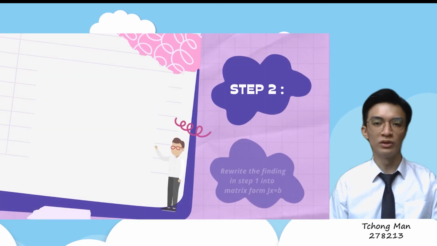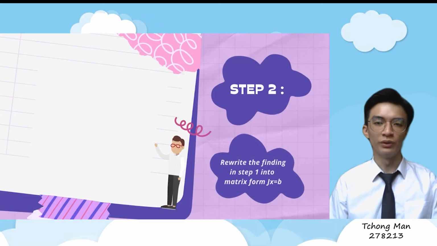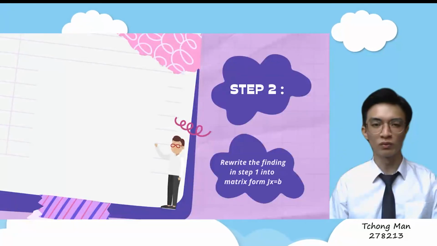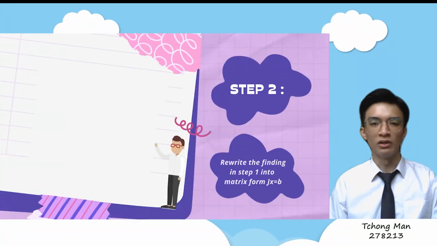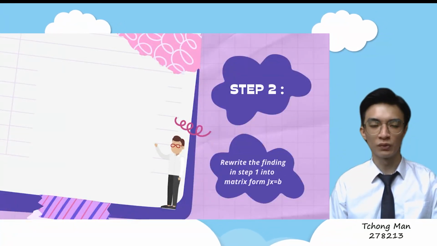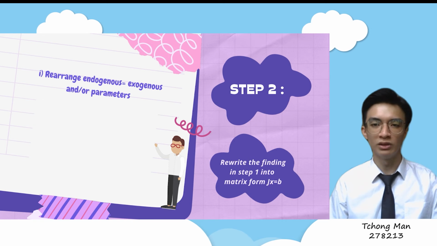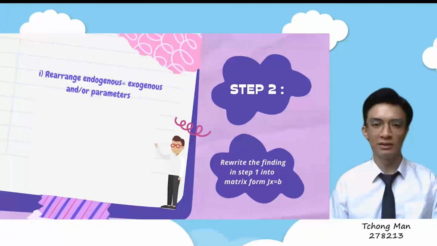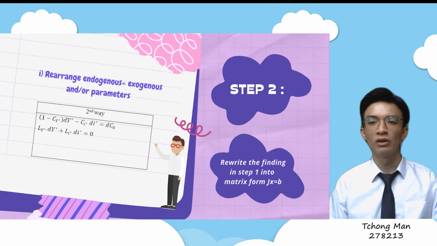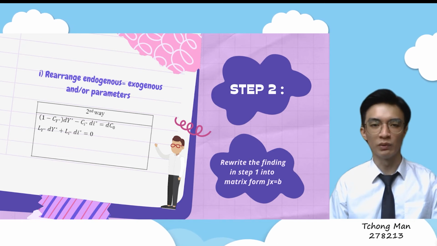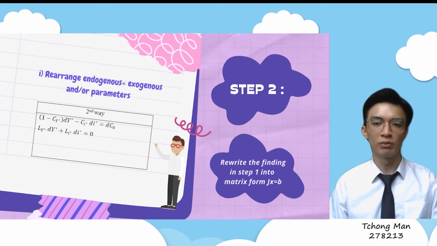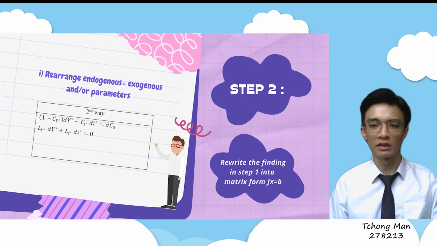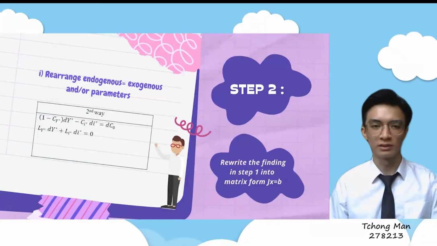After we get the total differential of both equations, we now need to rewrite the findings into matrix form Jx equals to B. In order to generate the matrix form, first we need to rearrange the endogenous equals to exogenous. In this case, the dY star and dI star are the endogenous variables, whereas the dC null is the exogenous variable. We rearrange it by putting all the endogenous at left-hand side and the exogenous at the right-hand side.